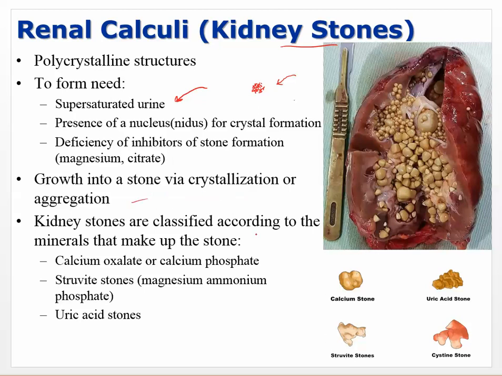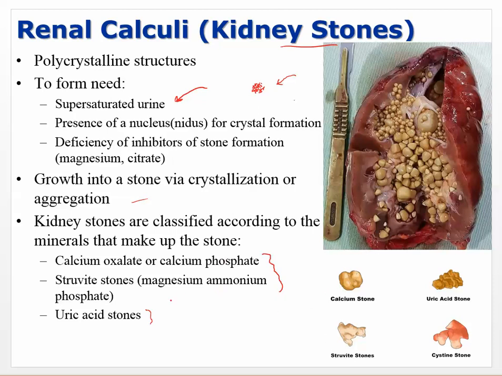Kidney stones are classified according to the minerals that make them up. So I mentioned calcium oxalate, calcium phosphate, struvite, which is magnesium ammonium phosphate, and uric acid. Uric acid is associated with gout and purines.